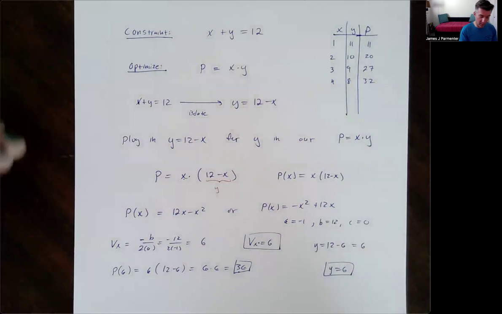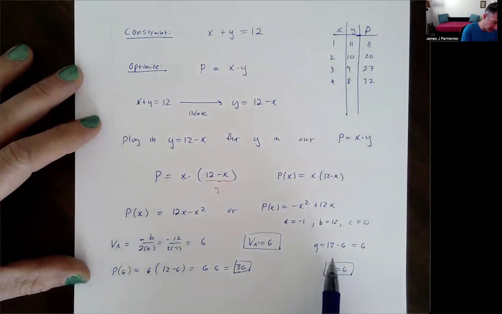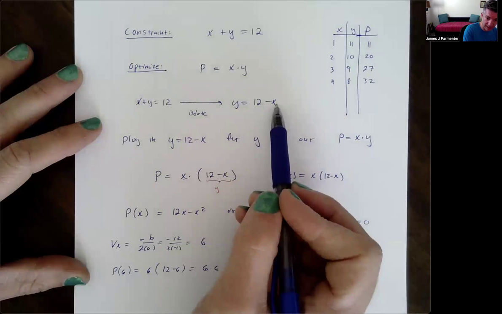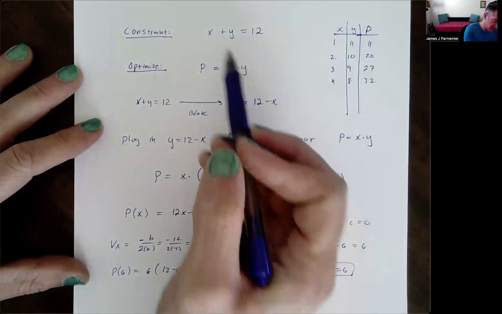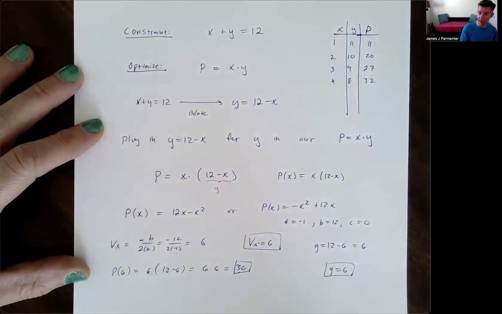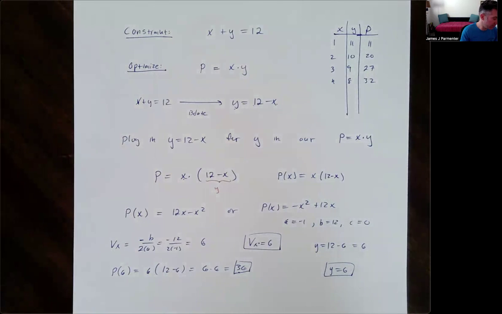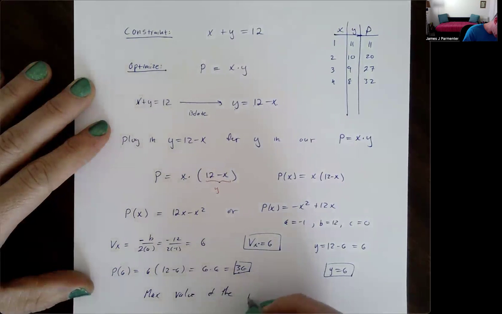So be careful here. The y value isn't necessarily the y-coordinate of the parabola. It's the other thing you would find. I found x equal to 6 right here, and then my corresponding y value is also y equal to 6. So 6 plus 6 is 12, and 6 times 6 is the maximum product you can get when two numbers add up to 12. So I would write down here that the maximum value of the product is 36.